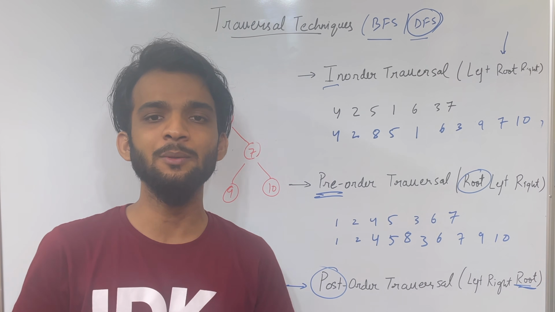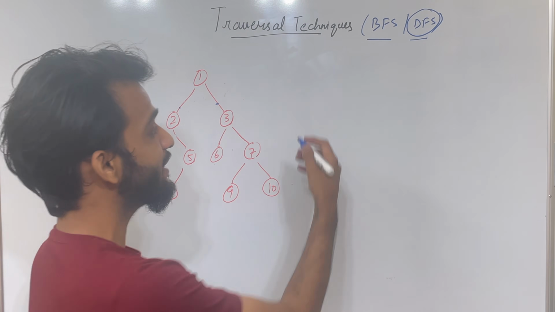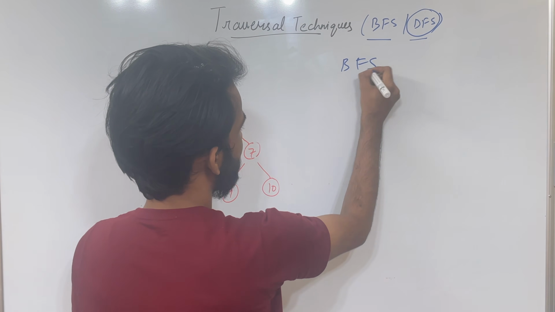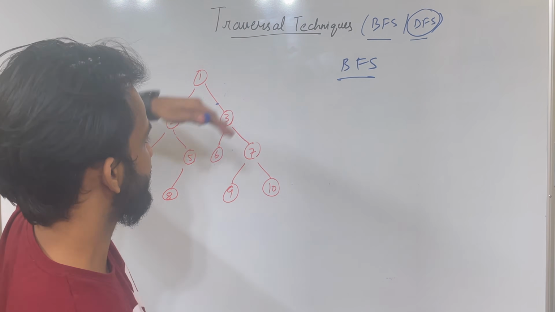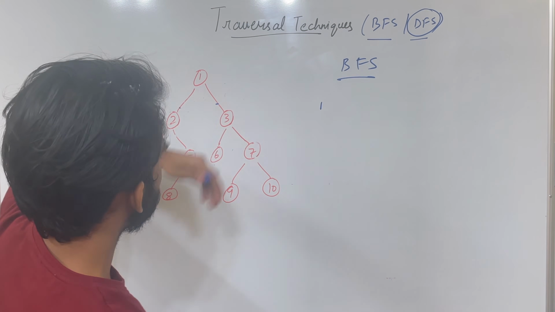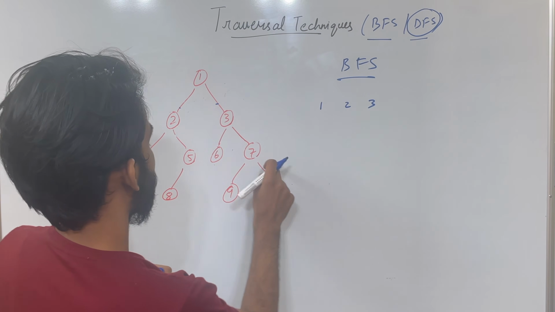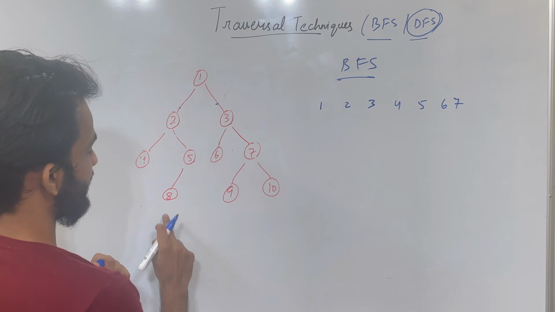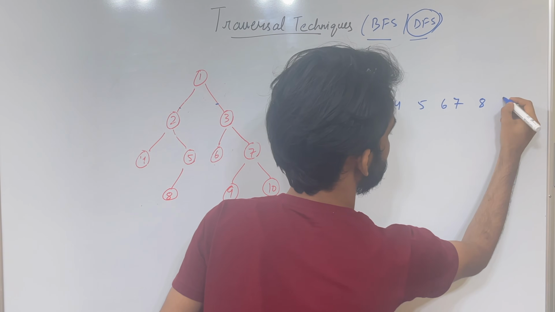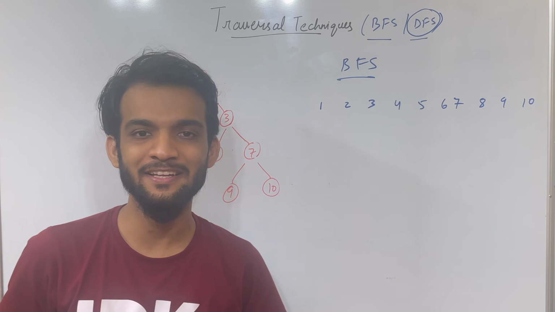Now let's talk about the BFS traversal. So the easier of the two traversals, that is the BFS traversal. As the name suggests, breadth first search. Breadth. Wasn't it easy? It was much easier than DFS, isn't it?